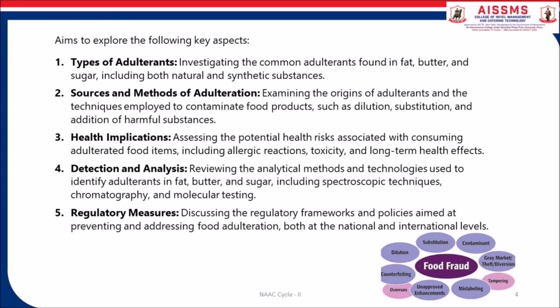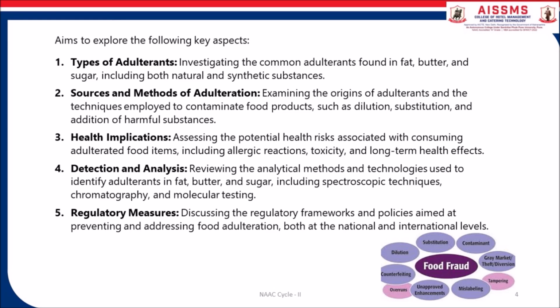Number 3, health implications. Assessing the potential health risks associated with consuming adulterated food items, including allergic reactions, toxicity and long-term health effects. Number 4, detection and analysis. Reviewing the analytical methods and technologies used to identify adulterants in fat, butter and sugar, including spectroscopic techniques, chromatography and molecular testing. Last, regulatory measures, discussing the regulatory framework and policies aimed at preventing and addressing food adulteration at both national and international levels.